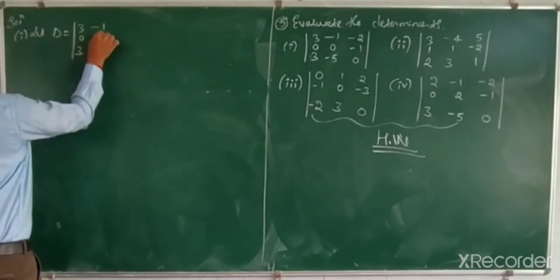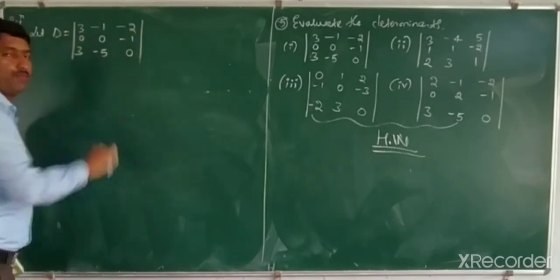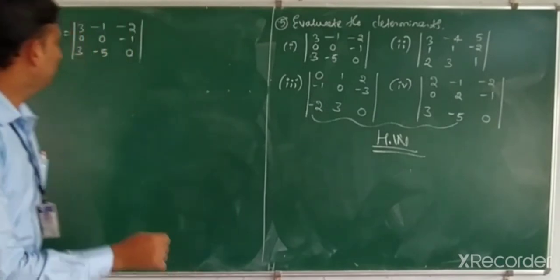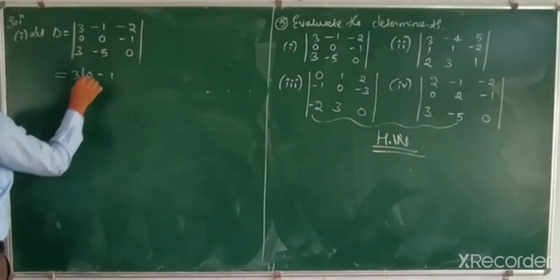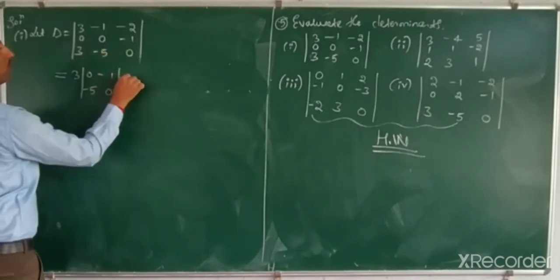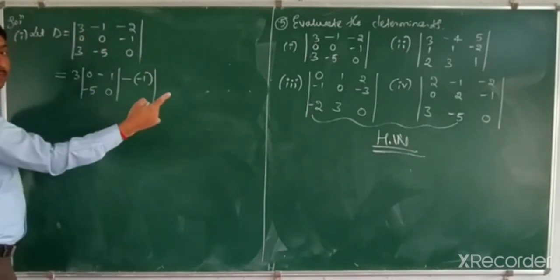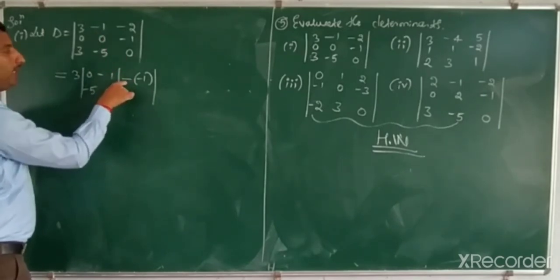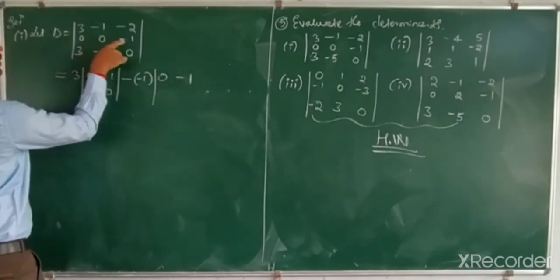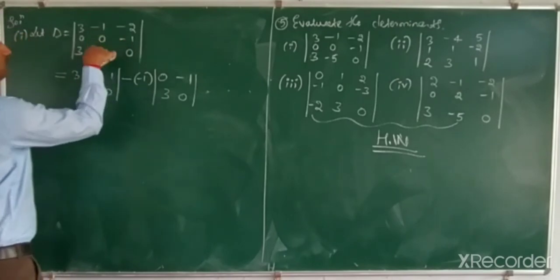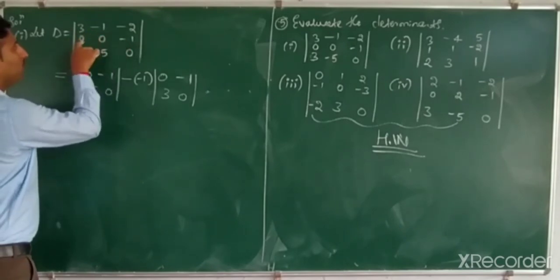3 0 3, minus 1 0 minus 5, minus 2 minus 1 0. Solution: 3 is common, 0 minus 1, 0 minus 1, minus 5 0, minus 5 0, minus of minus 1, right? Why? Because the place is minus, the element is minus 1, keep the bracket. After that, 0 minus 1, 3 0, 3 0, correct? This value gets eliminated. This you have to eliminate, this you have to eliminate. 0 minus 1, 3 0.